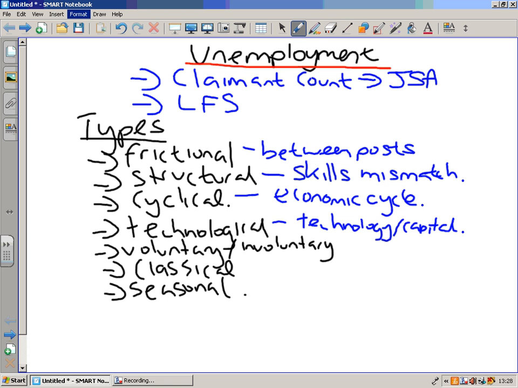Voluntary slash involuntary. It's what it says really. Involuntary, when people would like to work, but they cannot find employment. Voluntary, people who simply just choose to be unemployed. Big problem amongst young people at the moment. Haven't got the motivation to go and get a job. In big numbers, this occurs in this country. Therefore, they're voluntary unemployed. Classical unemployment.